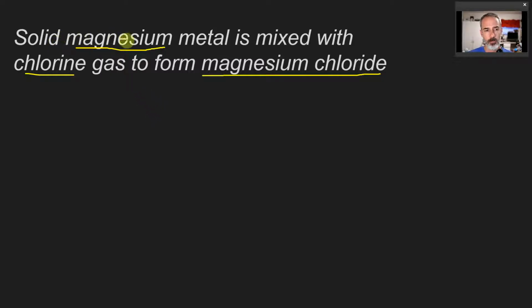So let's read this. Solid magnesium metal is mixed with, I think that's the plus sign, right? Is mixed with chlorine gas. So clearly I think these two are going to be reactants to form, I think that's the arrow, magnesium chloride. So this must be the product, right? So we're going to have this on the right side of the arrow. We think this is a reactant, and we think this is a reactant. I call this diagramming the sentence, as in trying to figure out where the arrow is and where the plus sign is. So if we were to start writing this down, I would say magnesium is Mg.